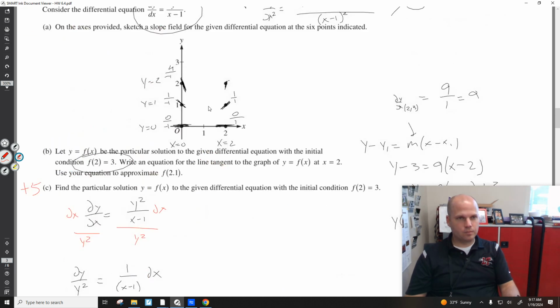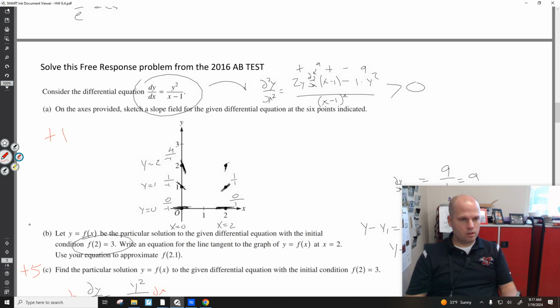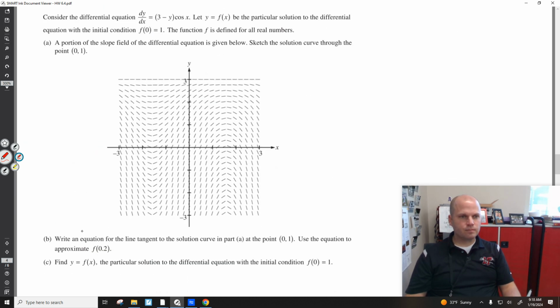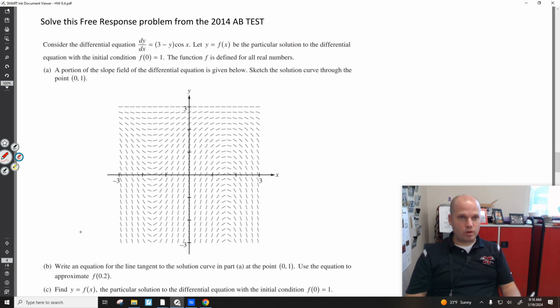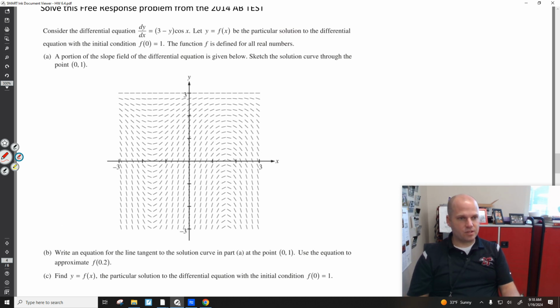Total 9. This was worth 1. This is probably worth 2. This is probably worth 2. Or this is worth 1. This is worth 3. Same thing. This is 3 parts, A, B, and C. This is probably worth 1. This is probably worth 2 or 3. This is probably worth 5 or 6. You don't have to solve the differential equation until part C.